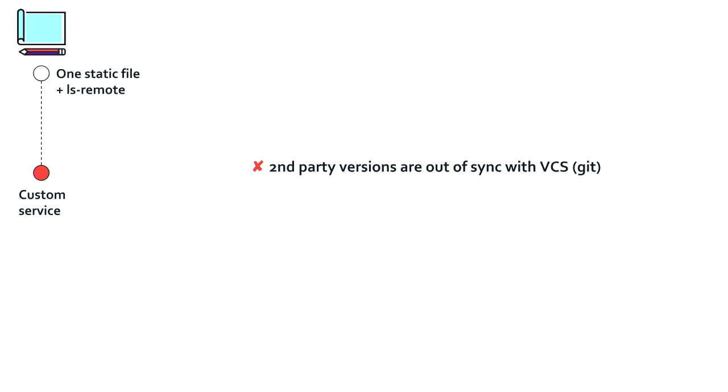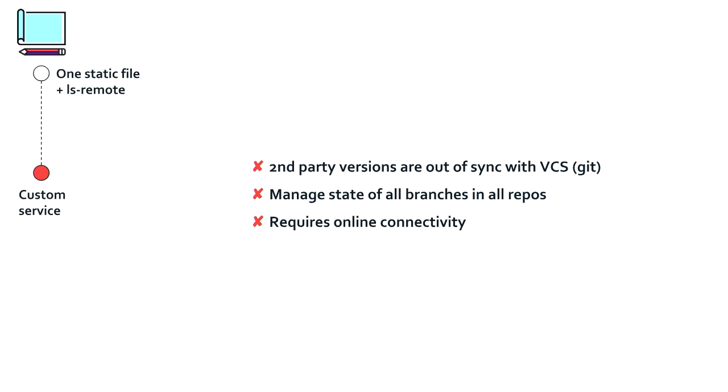What are the cons? So the second-party versions are out of sync with VCS, right? It's just in the server. Now, building a system to manage the state of all branches in all repos is not that nice, but more importantly, exposing it to developers with a UI and telling them, hey, you know what, go to that UI to update the pointers and play around with that is not something any developer wants to do. Additionally, it requires online connectivity for many more use cases. You open a new branch, and now the server needs to tell you to create it, and so on and so on. And we really like coding on the airplane at Wix. So we basically send people on an airplane just to code. So this is a strong requirement for us.